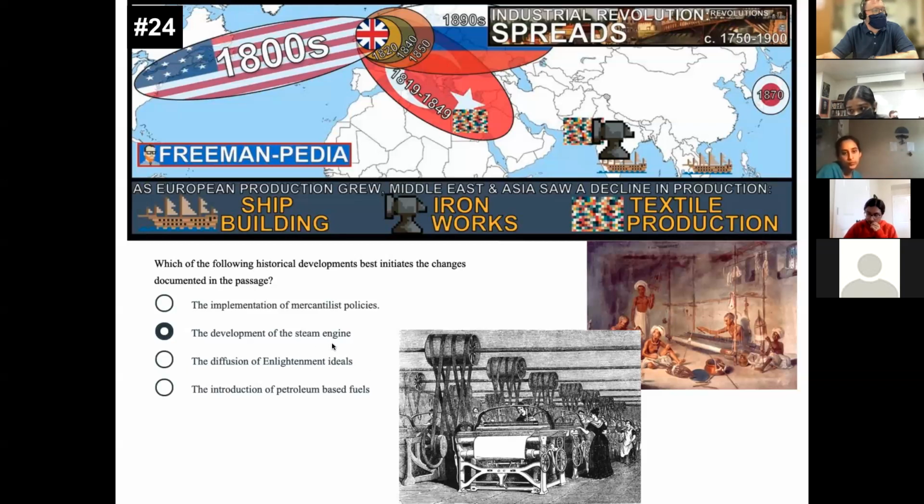How? Because the power source is replaced. Human labor to machine, the steam engine. Okay.